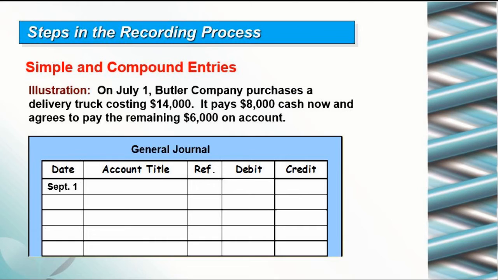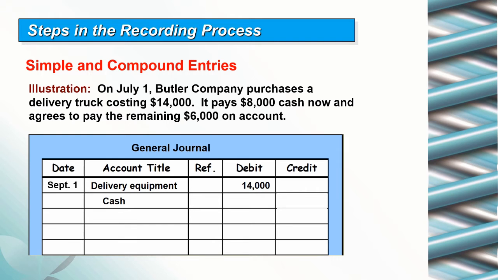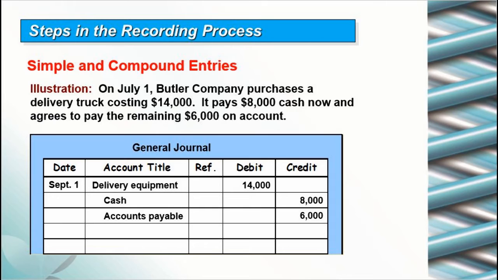To illustrate, assume that on July 1, Butler Company purchased a delivery truck costing $14,000. It pays $8,000 cash now and agrees to pay the remaining $6,000 on account. That means to be paid later. The compound entry is as follows.